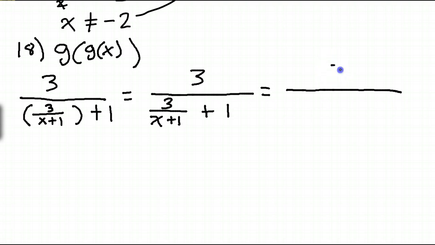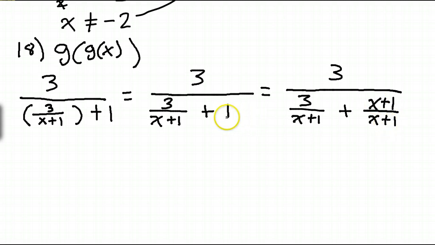Let's see. So this is 3 over, and I've got 3 over x plus 1. Now, I need to convert this 1 into a fraction so that I can add it. But in order to add fractions, I need the denominators to be alike. So I need this denominator to be x plus 1. Well, since the overall value needs to be 1, I need these two things to be the same. So x plus 1 over x plus 1 would be 1. Now the denominators are the same.